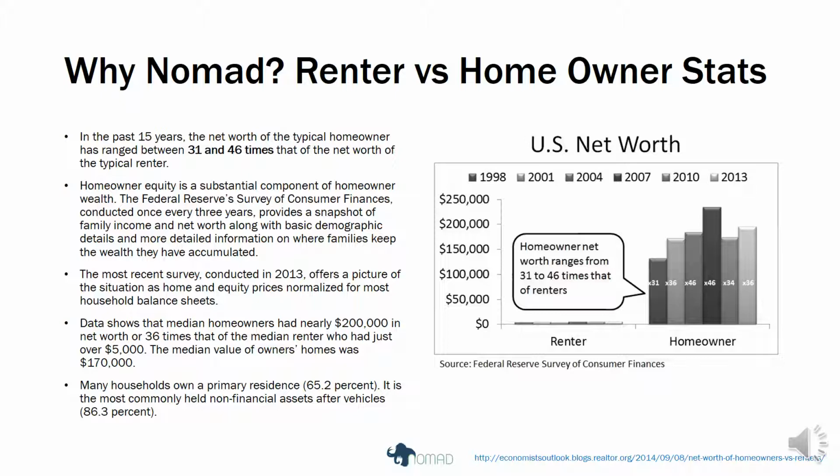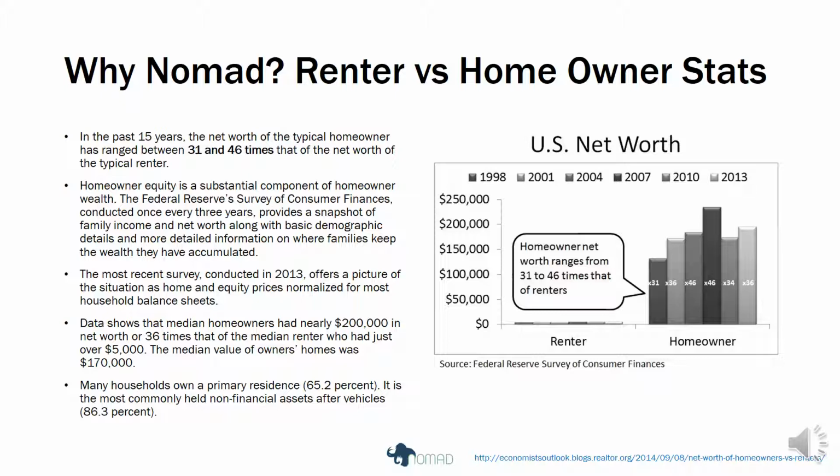I'll read some of the bullet points on here and talk about them. In the past 15 years, the net worth of the typical homeowner has ranged between 31 and 46 times that of the net worth of the typical renter. So not $31,000 more, not $46,000 more, but 31 times to 46 times the net worth of a renter. The chart on the right is showing you this same data, by the way. The homeowner equity is a substantial component of homeowner wealth.